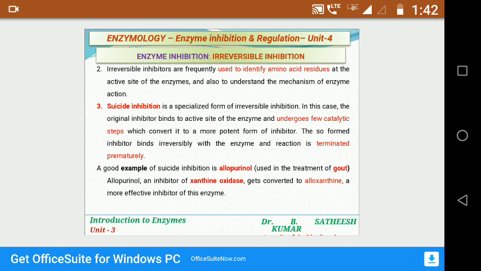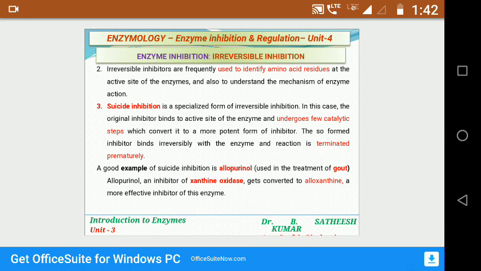the inhibitor, in the case of a suicide inhibitor, binds to the active residue in the active site by means of covalent interaction, and at the same time the inhibitor undergoes a few steps in the normal way. Therefore, the inhibitor is converted to another molecule which acts as a potent inhibitor of the enzyme.